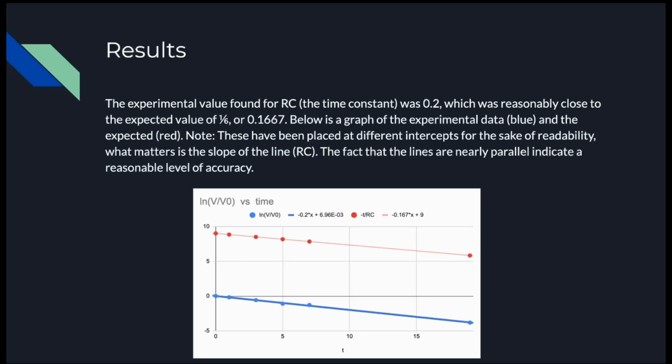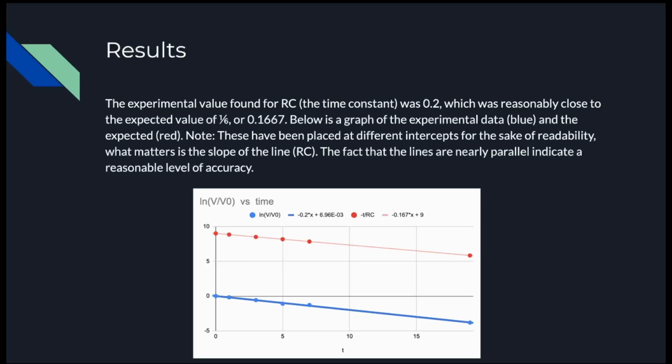This is the graph of the experimental data and the expected data. You can see I've shifted it by 9 volts, simply for visualization's sake. I felt that two lines on top of each other would be hard to see, so I just shifted them there, their intercepts.